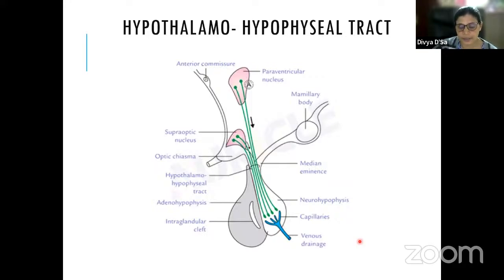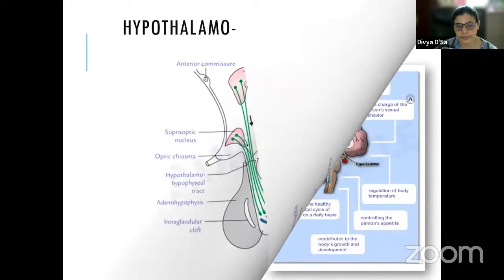Okay, so that is the hypothalamo-hypophyseal tract. Basically, vasopressin is an antidiuretic hormone. It causes vasoconstriction and increased absorption of water in the distal convoluted tubule of the kidney. Oxytocin causes the contraction of the uterine musculature, as well as contraction of the myoepithelial cells on the alveoli of the mammary gland too. So that is the function.